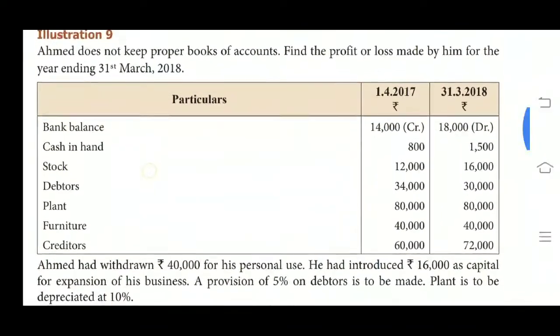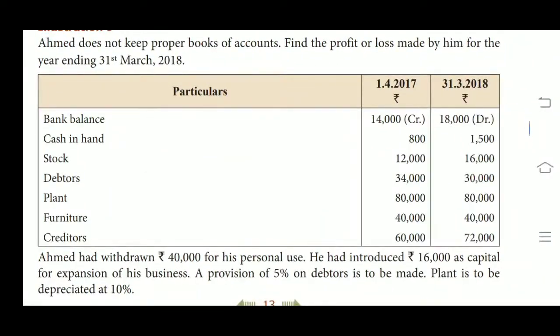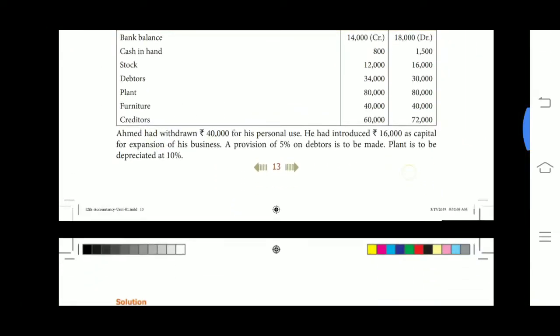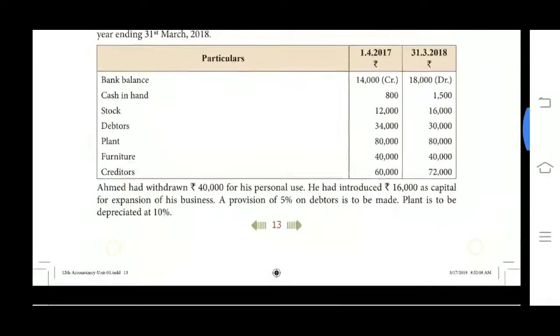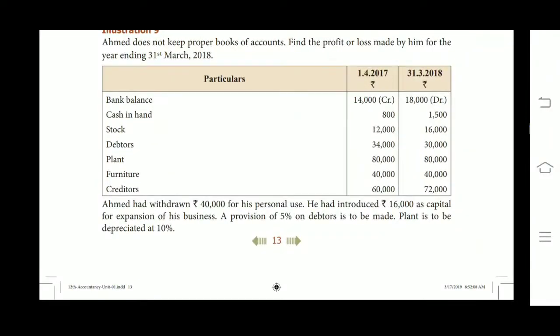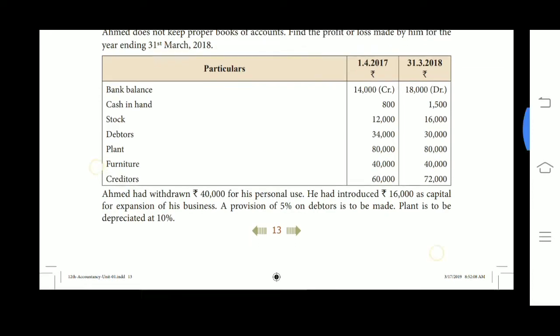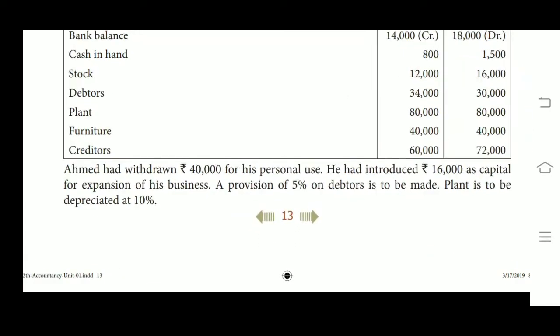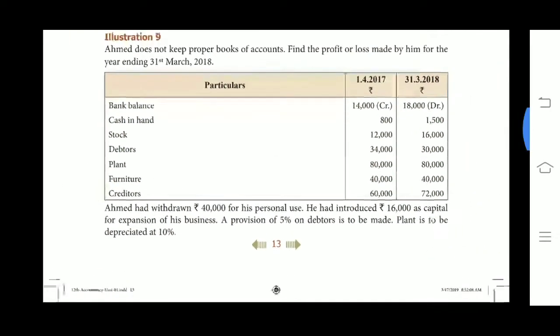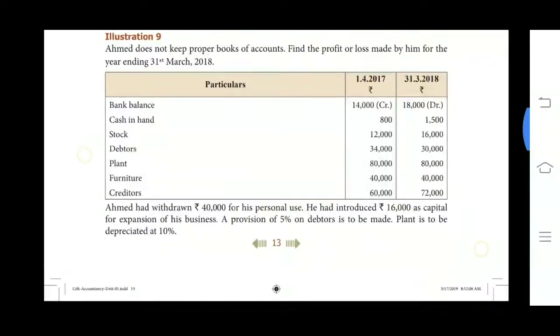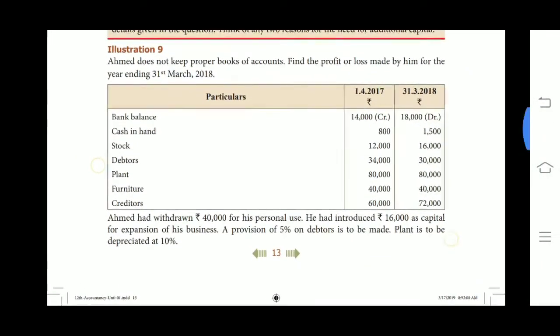And then another one is, provision of 5% on debtors is to be made. Provision means not recoverable value. So we subtract 5% from the current debtors, and that is the present value of the debtors. And then plant is to be depreciated at 10%. Depreciation means, used or unused, every year find out the depreciation value for only fixed assets.